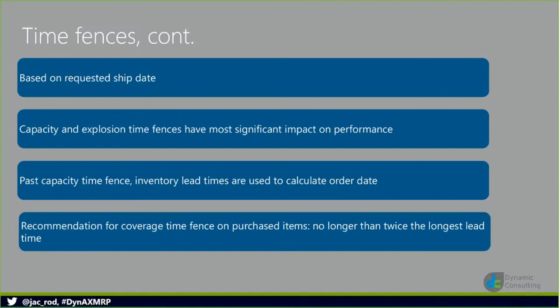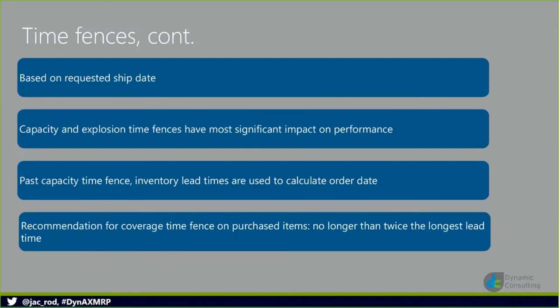manufacturing team on their blog that says the recommendation for a coverage time fence on purchased items should be no longer than twice the longest lead time. So again, the idea here is to just reduce the amount of transactions seen in your planned orders form and give the planning team an actual realistic list of things that they can work on throughout the day.